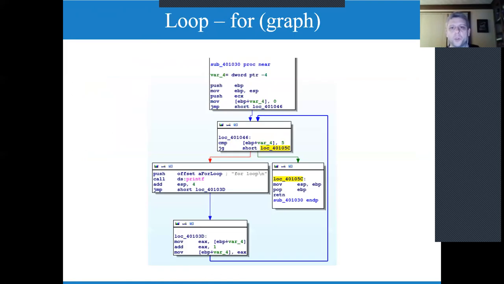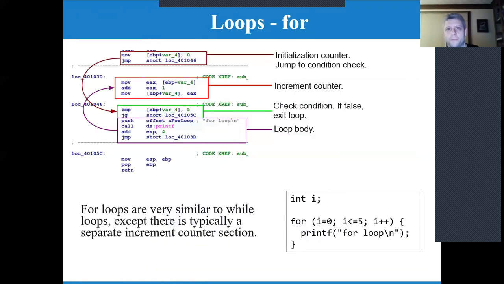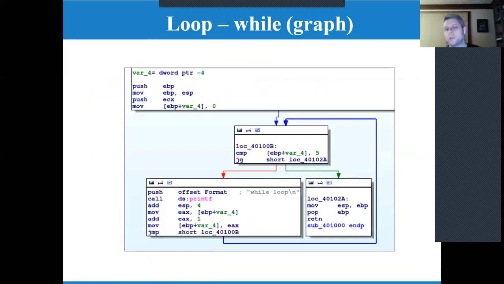But if we look at it visually, we can see that we still have everything there. Just the places of the code look a little bit differently. If I would compare the two, here's the for graph, here's the while graph. You can see just how they look a little bit differently. And if you would go through and map this out, you would probably get a feeling for what it was.